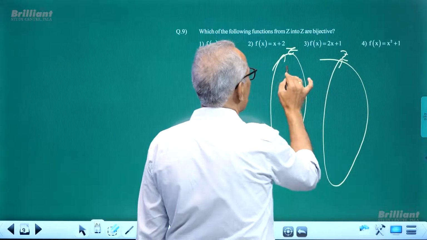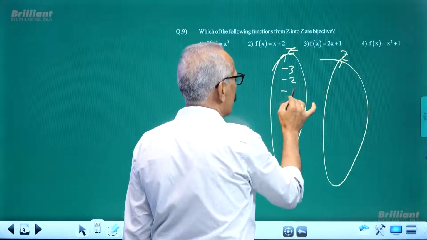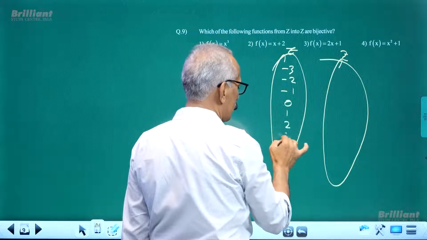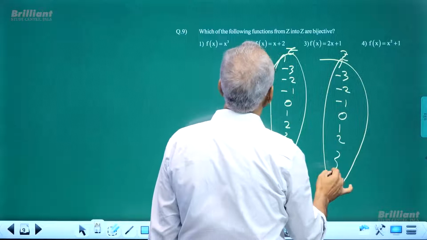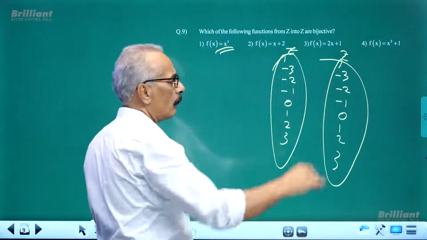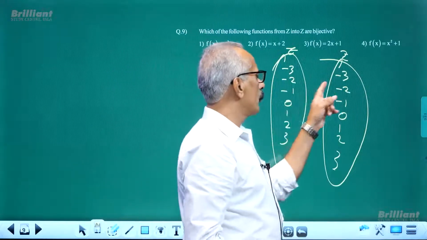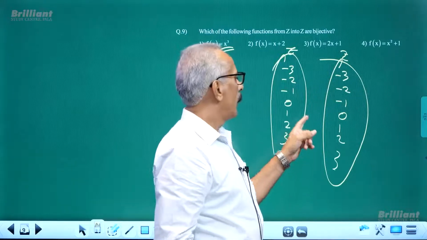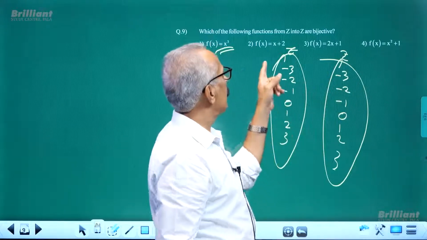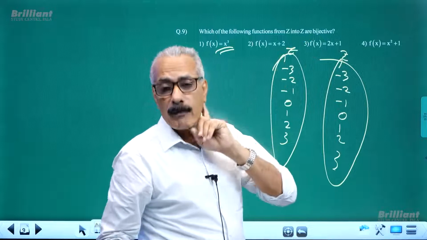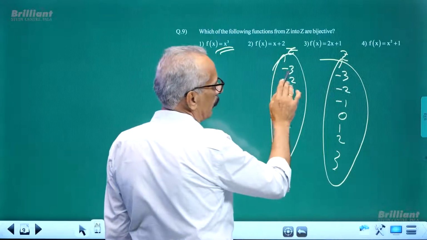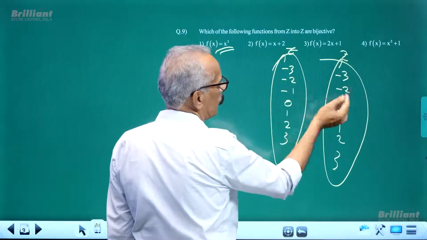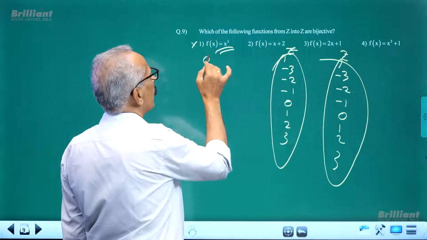Z. That is minus 3, minus 2, minus 1, 0, 1, 2, 3. Minus 3, minus 2, minus 1, 0, 1, 2, 3. X cube, no. Because minus 2, the whole cube is minus 8. And minus 2 doesn't have a pre-image. Bijective means 1-1 and onto. This is definitely 1-1, but it is not onto. This is really 1-1.